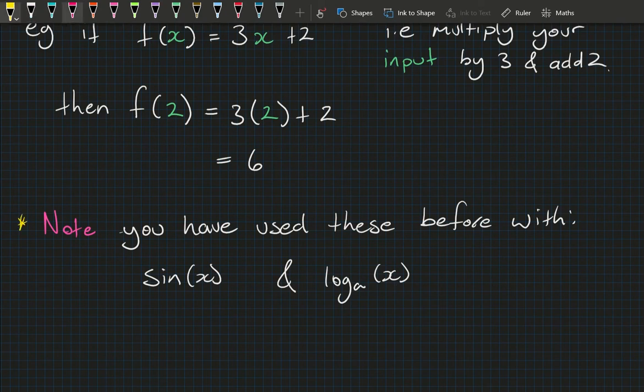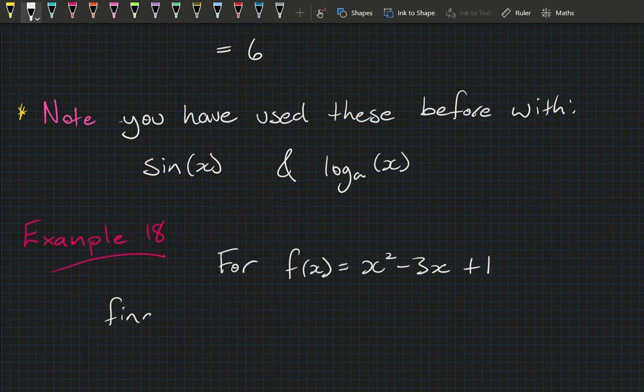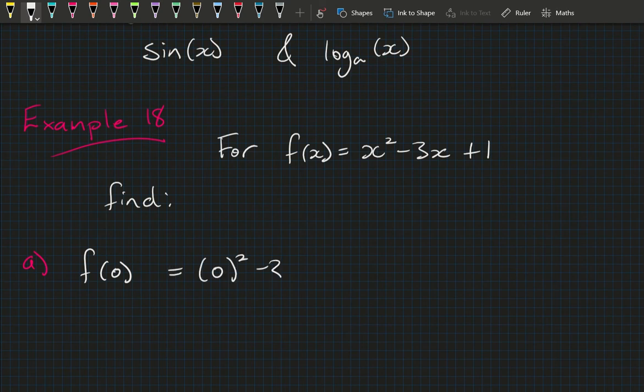Alright, let's get on to example 18, where for the function f of x equals x squared minus 3x plus 1, we're going to find the following. Part A, we're going to find f of 0. So subbing 0 in, we've got 0 squared minus 3 times 0 plus 1, which equals 1. Okay, hopefully you know your 0 squared.